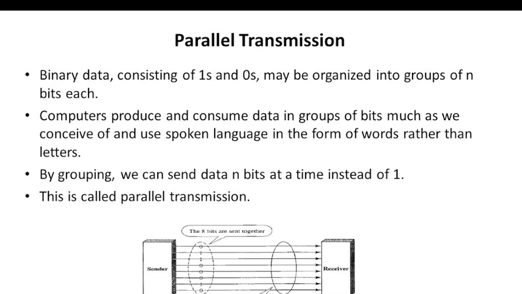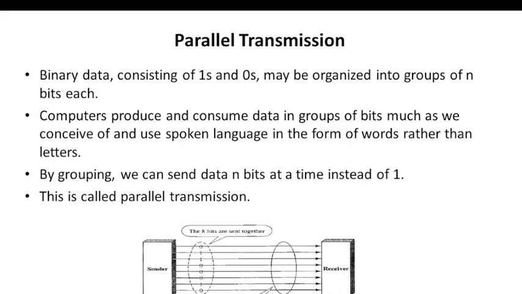Binary data consisting of zeros and ones may be organized into groups of n bits each. Computers produce and consume data in groups of bits, much as we conceive of and use spoken language in the form of words rather than letters. By grouping, we can send n bits at a time instead of one. This is called parallel transmission.